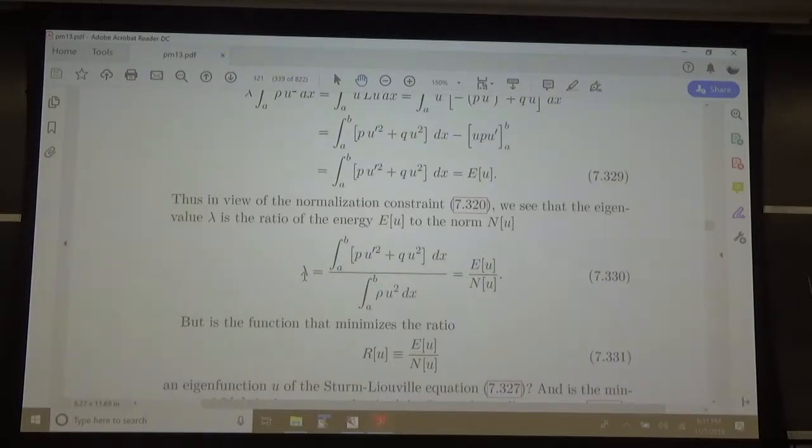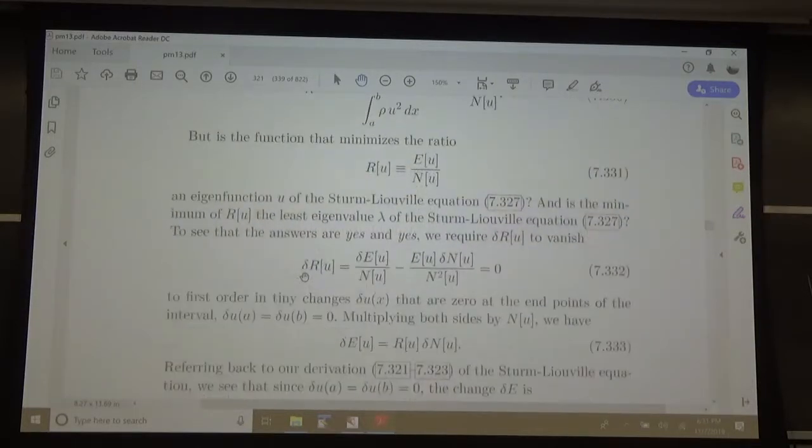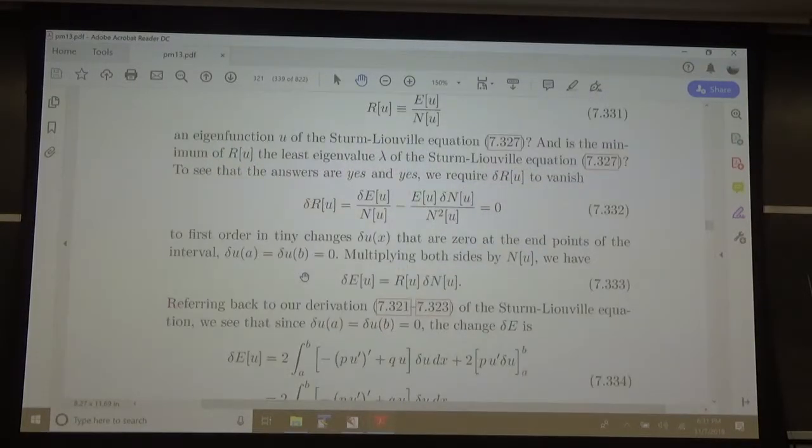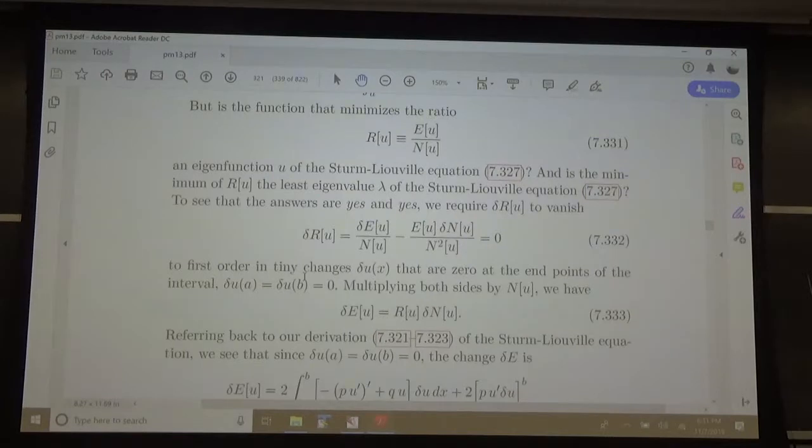And if the norm is unity, then lambda is just the energy. And so then one can ask various questions, and instead of actually proving them, I'll just give you the answers and we can maybe move on to something else.